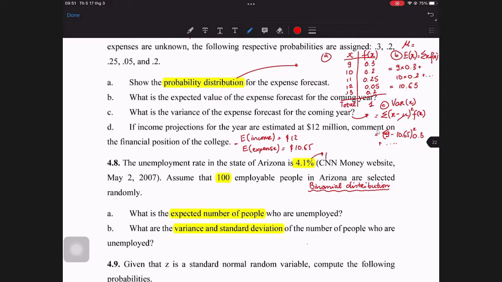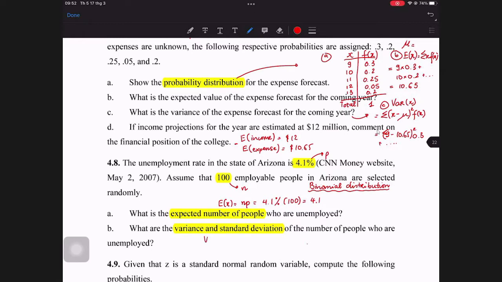So we can just write out here, this one is P and this one is N. For all of these exercises, I suggest that you write out things in notation so that it will be easier for us to look up the correct formula. So the expected number of people is equal to NP. We have 4.1% multiplied with 100, so we have 4.1 people. On average, we expect that 4.1 people will be unemployed.